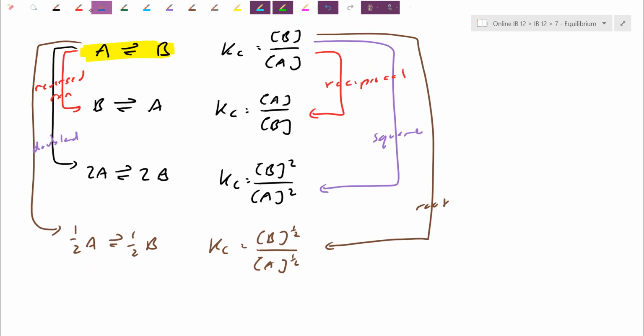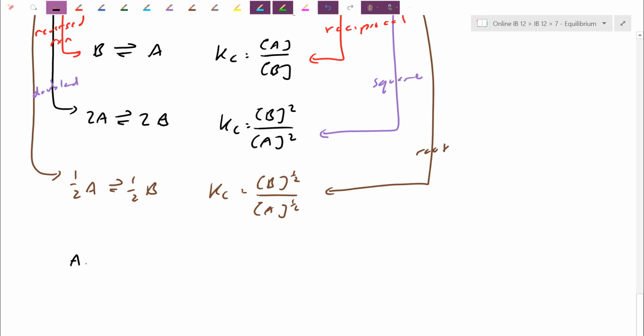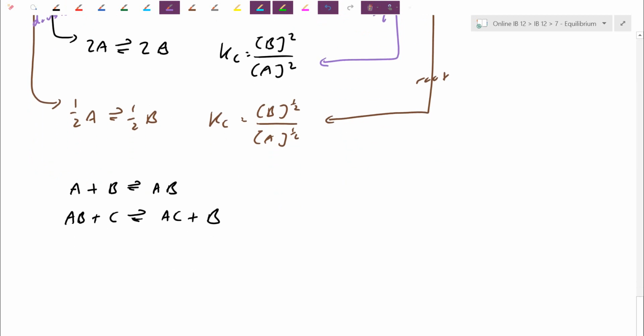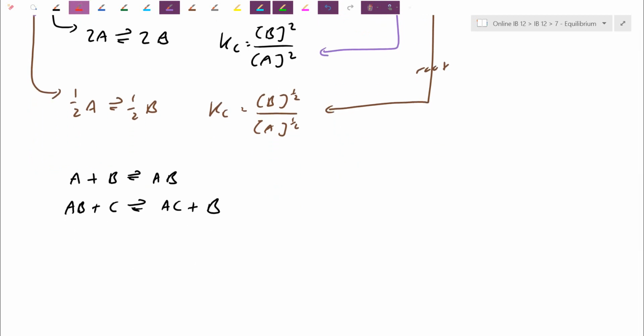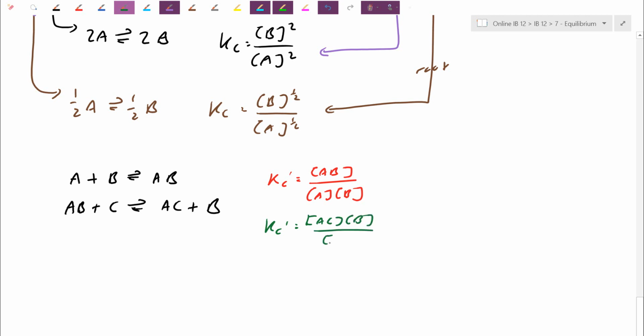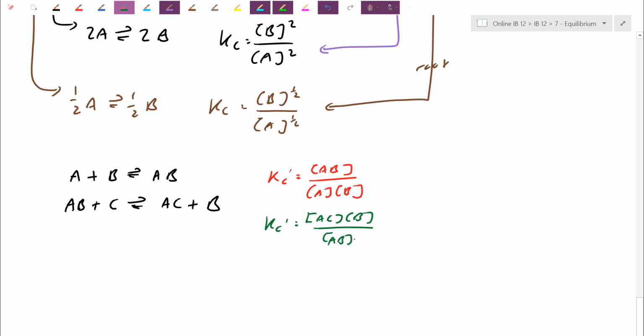What if I end up adding two reactions together? So what if I had, let's say, A and B become AB, and then AB and C become AC and B, right? Sort of like a reaction mechanism. Now, both of these have their own expression. I'm going to call it Kc for the first reaction: AB divided by A and B. For the second reaction, the Kc is AC times B divided by AB and C.